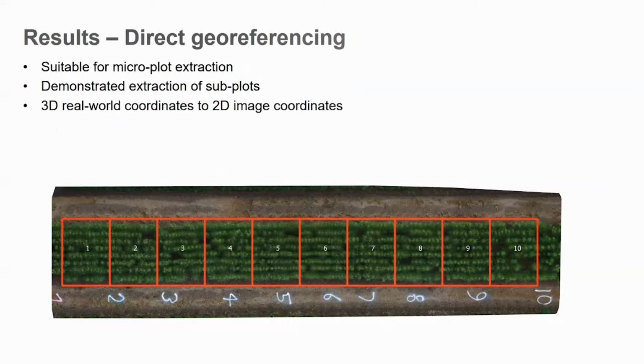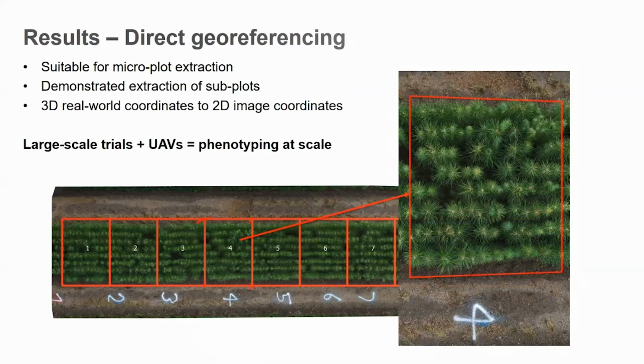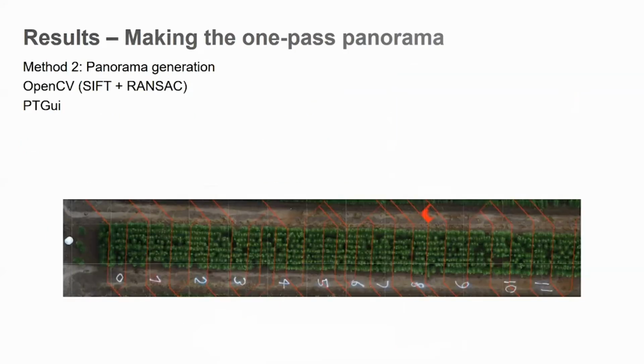What you can see here is an orthomosaic generated from the direct georeferenced imagery, and here we've got a simulated trial block. What we can do is take the corner coordinates here, use microplot extraction to go from the orthomosaic to the raw unprocessed imagery, and then overlay the 3D coordinates of the trial block into 2D positional space on top of the raw imagery and extract just the pixels that belong to this treatment block.